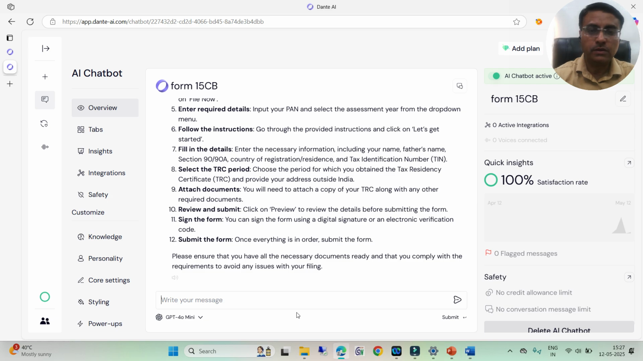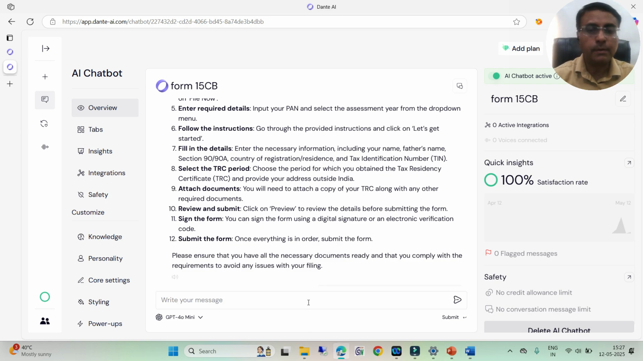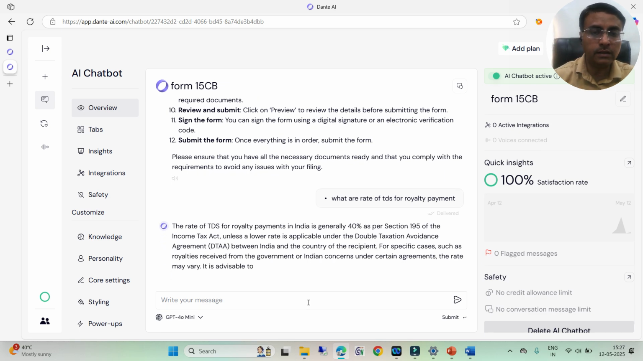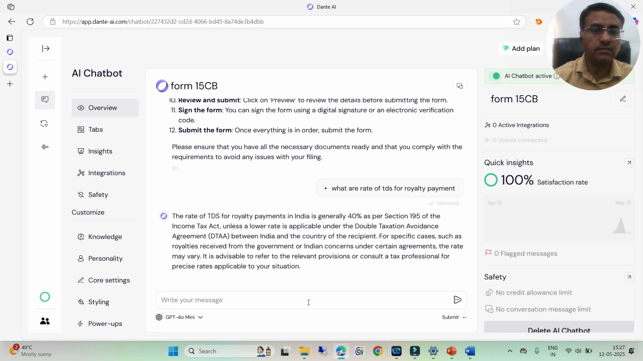What is the tax rate for royalty? It depends upon whether you have a permanent establishment in India or not. Normally, royalty is based upon source-based taxation. If you have a permanent establishment in India, the tax rate is 40%. Otherwise, section 115A prevails and the tax rate is 20%, which increased last year from 10% to 20%.